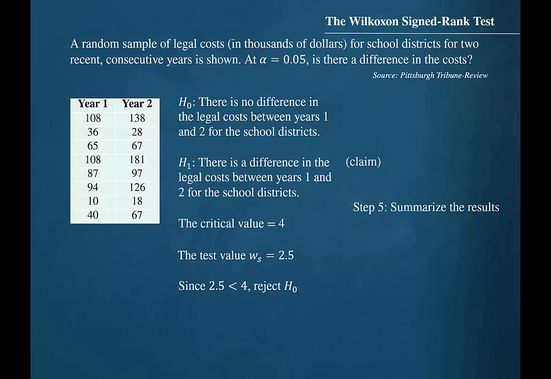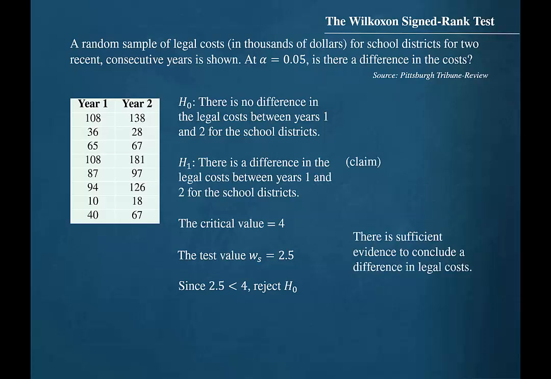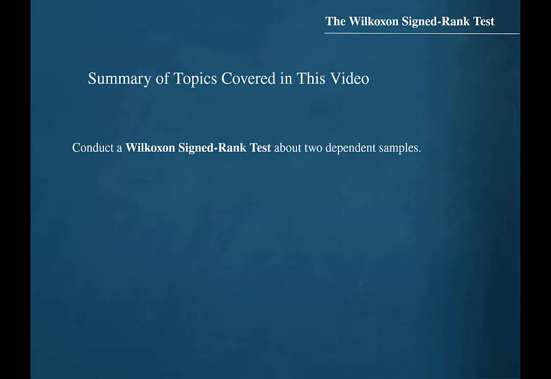Step 5 is to summarize the results. Since we will reject the null hypothesis, our conclusion should be that there is sufficient evidence to conclude a difference exists in legal costs. In this video, we learned how to conduct a Wilcoxon Signed Rank test about two dependent samples.